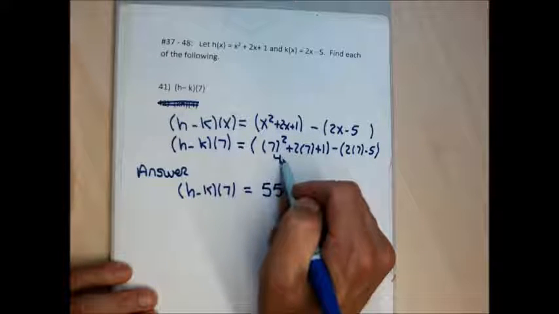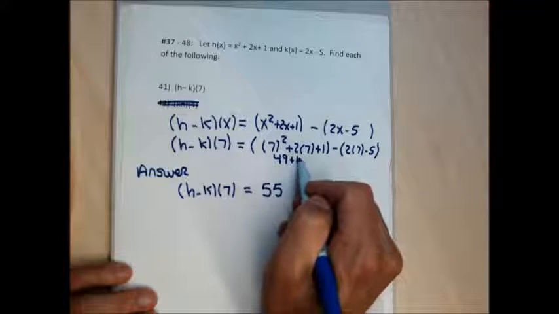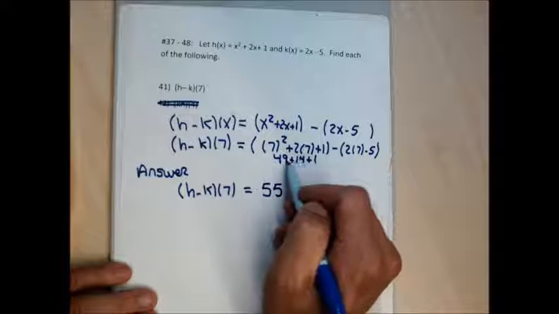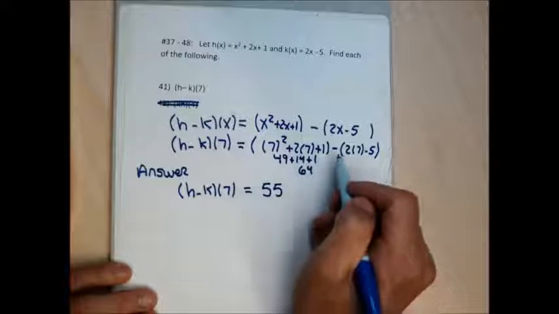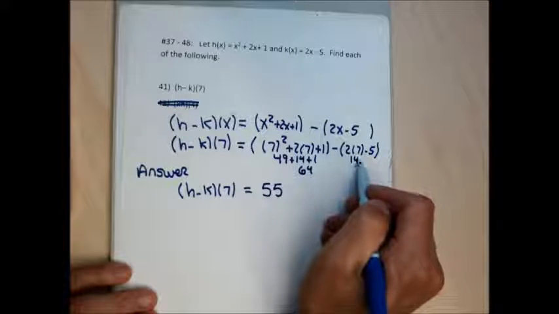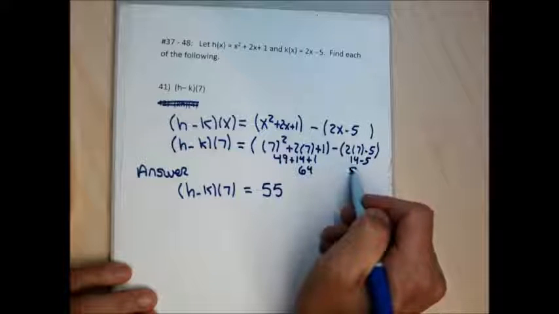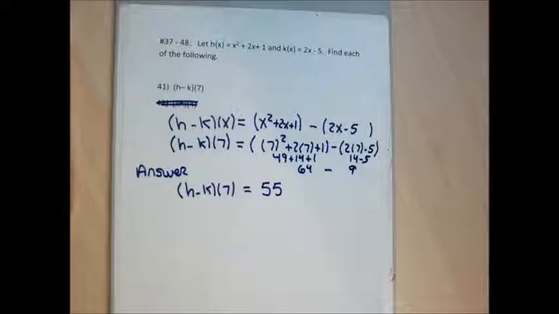Just make sure I didn't mess up. This is 49 plus 14 plus 1. That's 64. And this one is 14 minus 5. That's 9. I get 64 minus 9, which is 55. All right.